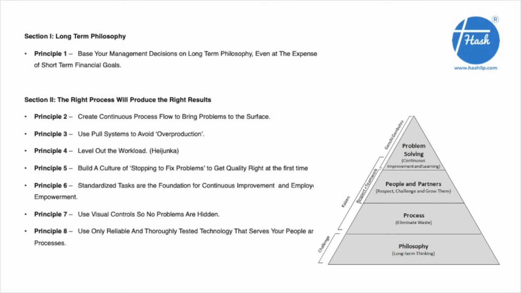So this particular section has 7 points, from 2 to 8, that is creating continuous flow, then using pull systems to avoid overproduction, leveling out the workload, that is Heijunka, building a culture of stopping the line to fix problems, and then standardizing tasks, which are the foundation of continuous improvement, and then visual controls so that no problems are hidden, and finally using only reliable and time-tested technology that serves the people and the processes. So this is for the second P, that is the process.